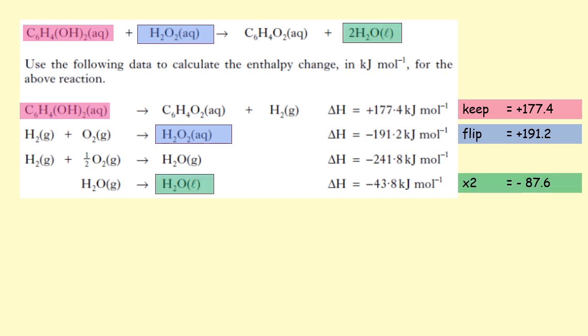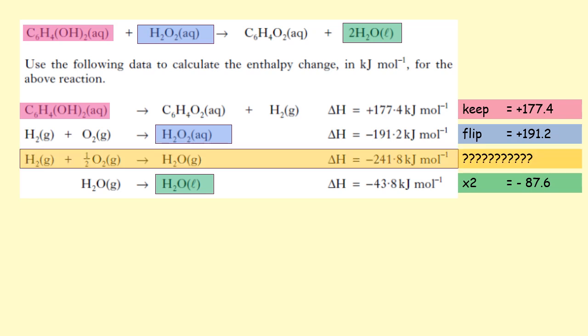And in the bottom equation, we have our H2O liquid. It's in the right place, but we need two of them and we only have one. So we need to multiply that one by 2. So that negative 43.8 becomes negative 87.6. Now equation 3. None of the chemicals in that equation match our target. So what do we do?